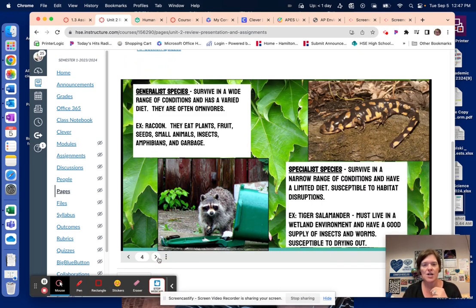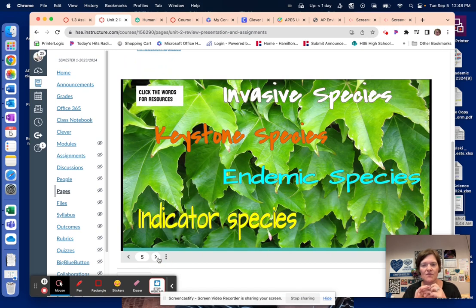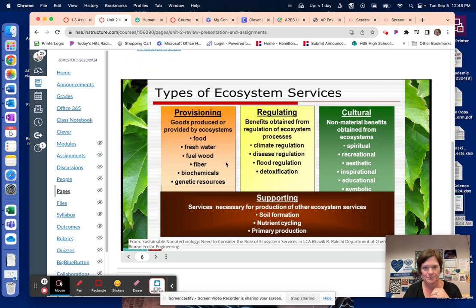Understand the difference between a generalist and a specialist species. I think we're probably pretty good with those terms. If you have questions, make sure you ask. Understanding those four words: invader or invasive species, keystone species, endemic species, and indicator species. If you aren't sure of one of those, go to the slide deck and click on those terms.